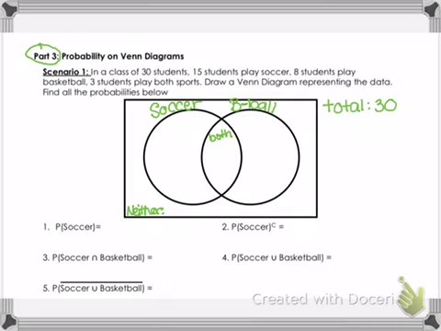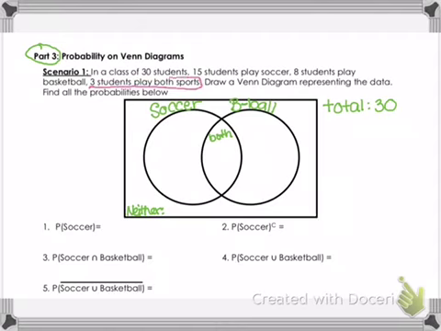Okay? So now that we've got the pieces together, let's talk about the numbers. So the biggest mistake that students usually make is trying to right away say that there are 15 soccer players and 8 basketball. But the problem is those numbers include the both.